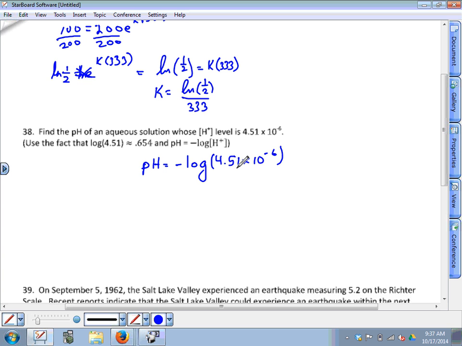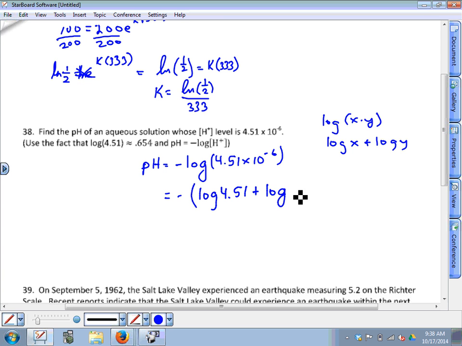Now this expression inside here, 4.51 times 10 to the negative 6, it's scientific notation, and you might consider this to be one number, but you can really consider it to be two numbers, and then you could use the property of logarithms, the product property, where if you have log of x times y, you separate that into the log of x plus the log of y. We're going to do a similar thing here. We have 4.51 times 10 to the negative 6. So we're going to split up that single logarithm into the sum of two logarithms.